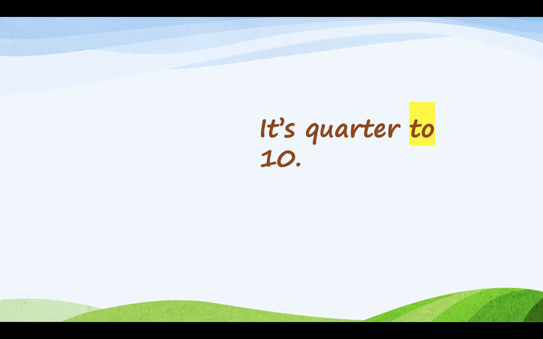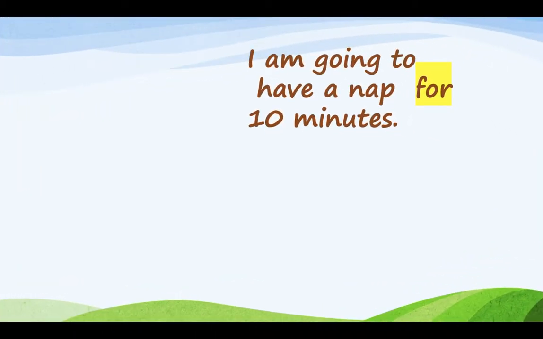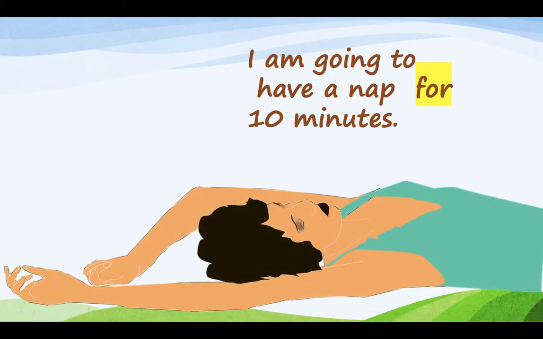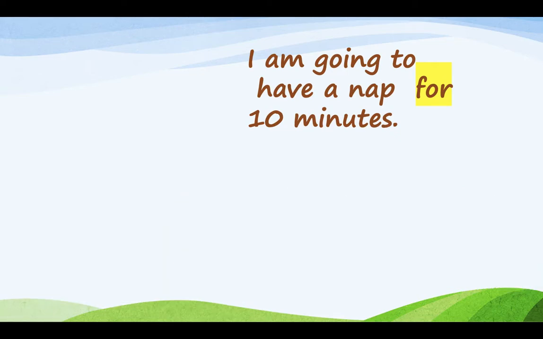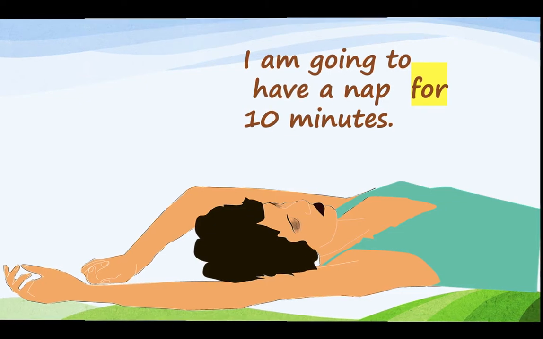It's 9:45. So here to shows the preposition of time. I'm going to have a nap for 10 minutes. So for shows the preposition of time. Here the word for shows the preposition of time.